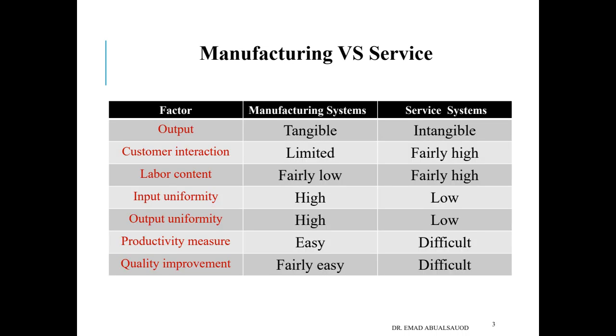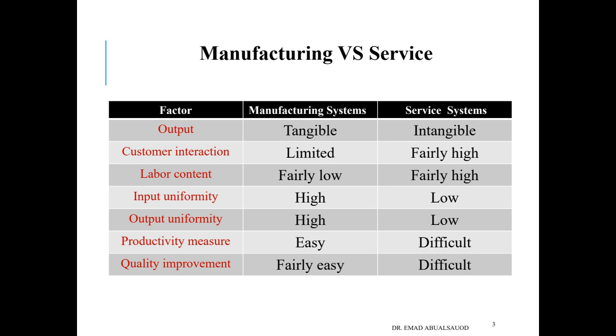If we go briefly through the comparison between them, the output for manufacturing is definitely tangible, like a car or a device or something like that. But in the service system, you usually get a service completed, a transaction completed. The customer interaction in manufacturing is usually limited. You don't have direct interaction with the provider like the manufacturer or the factory. But in the service, it is fairly high. The labor content is fairly low in the manufacturing system, most likely relying on machines and equipment, but in the service it is definitely high, depending on the people and the humans working on the system.